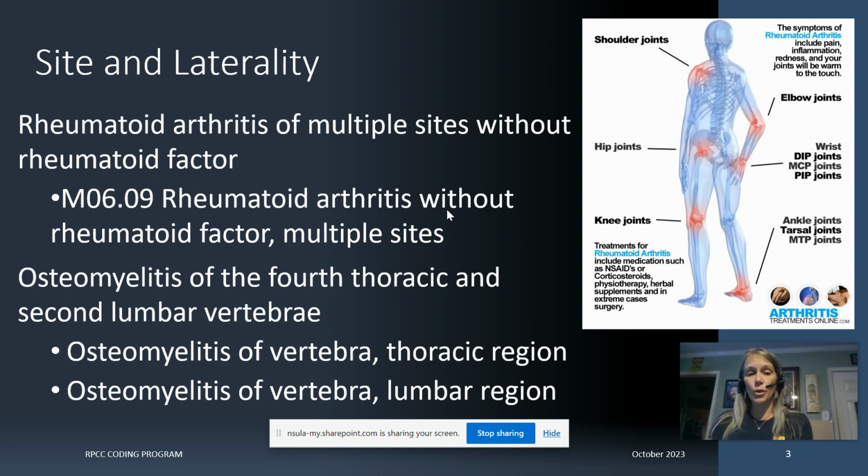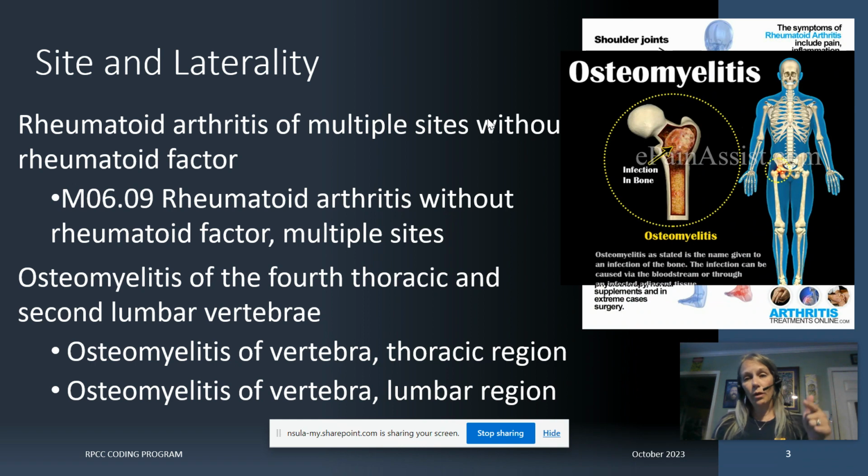So in this case, we're going to use our fourth for this case scenario where there's osteomyelitis of the fourth thoracic and the second lumbar vertebrae. You're going to have two codes, one for osteomyelitis of the vertebrae in the thoracic region and one for the lumbar region. And also remember, your osteomyelitis is your infection in the bone. Okay, so always go back and review your medical terminology when we're going over each chapter so that you know what you're reading and you know what you're coding.